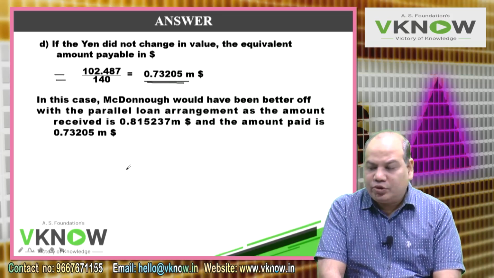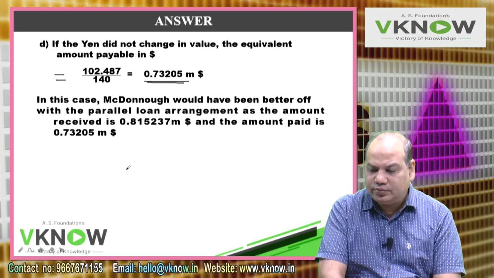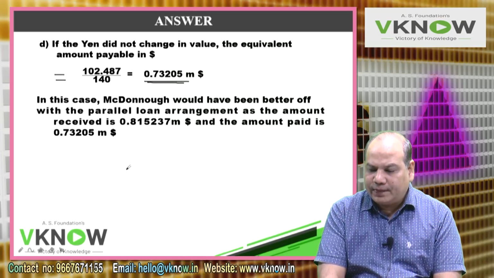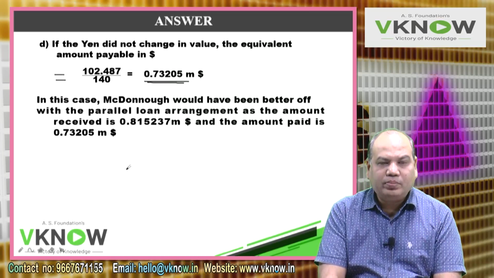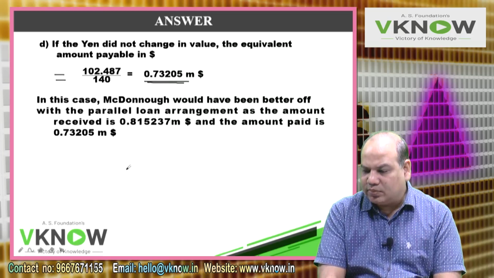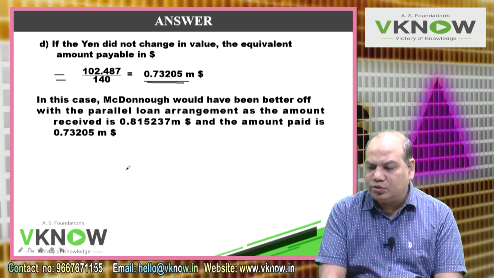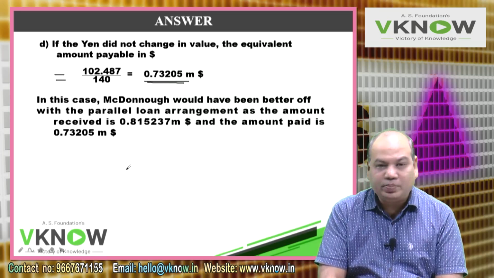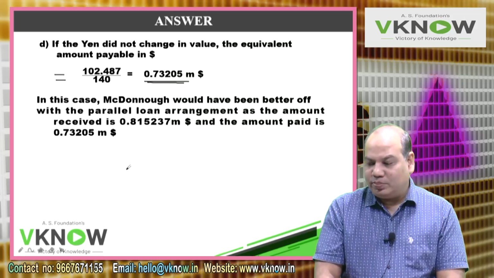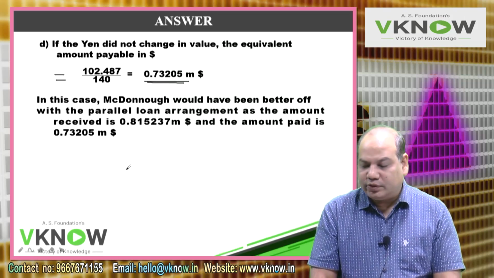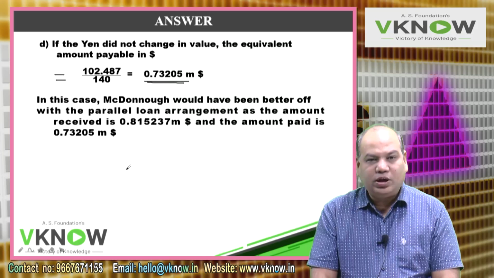In this case McDonough would have been better off with the parallel loan arrangement, as the amount received is 0.815237 million dollar and the amount paid is 0.73205 million dollar.